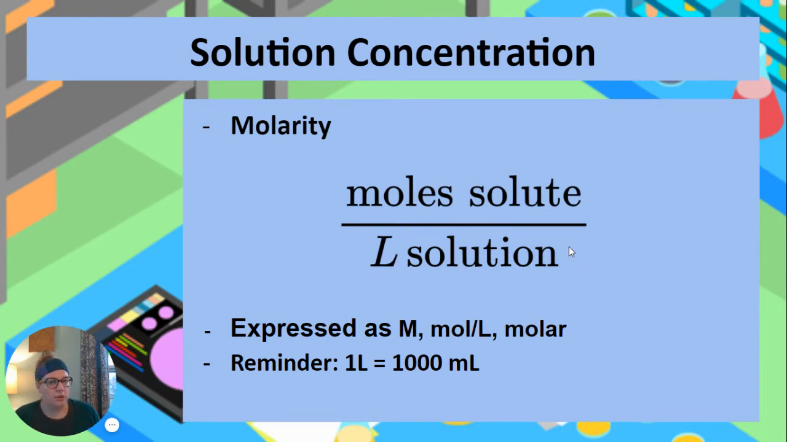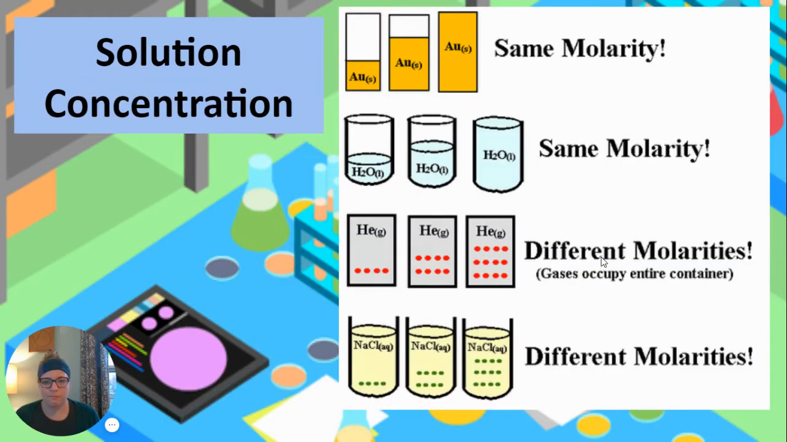And just as a reminder, because we have liters here in the denominator, oftentimes you don't make an entire liter of solution. So you're going to have to convert from liters to milliliters and back and forth pretty comfortably. 1 liter is equal to 1,000 milliliters. So just keep that in mind and be careful when you convert, because it's a stupid way to lose points. When we talk about solution concentrations, you cannot be talking about pure solids and pure liquids.